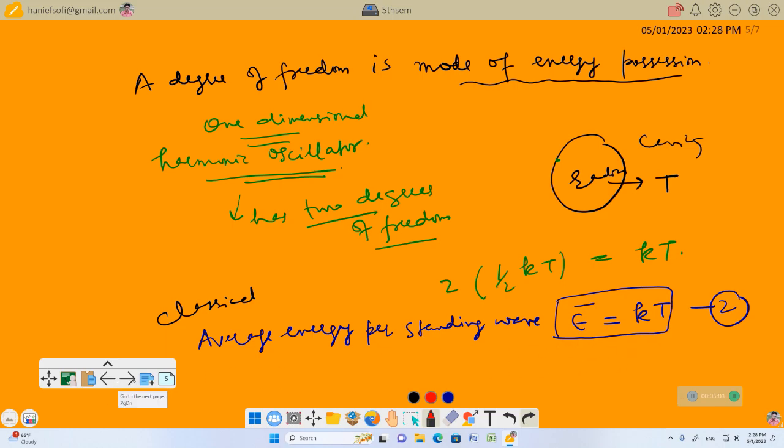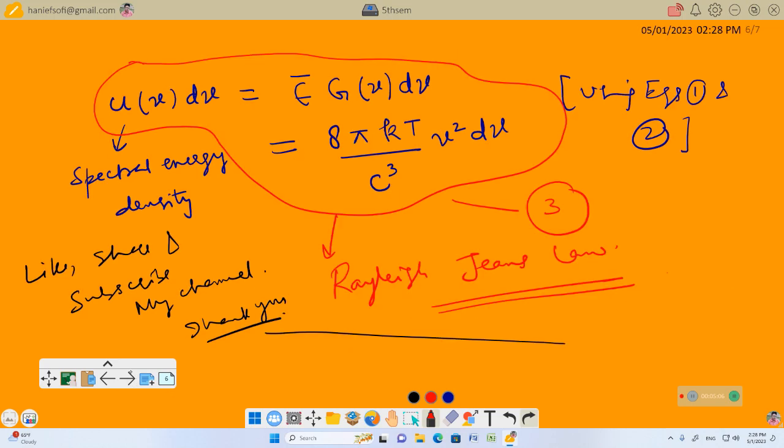k is the Boltzmann constant. Then to get the spectral energy density, they multiplied this average energy times this function G nu d nu, the number of independent standing waves in this particular frequency interval per unit volume. They got this result which we called Rayleigh-Jeans law. Then we said, now the question is whether, if we plot the spectral energy density from Rayleigh-Jeans law with frequency, the curve matches the experimental curve or not. So let us plot that today.